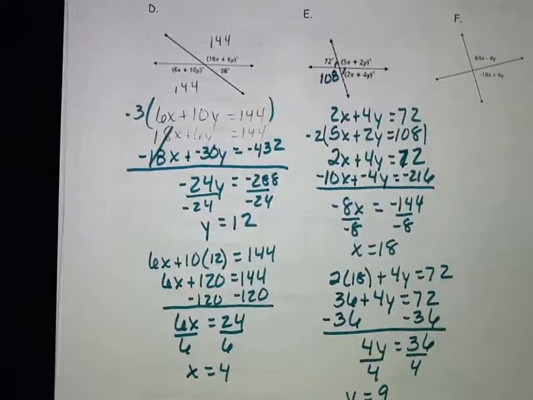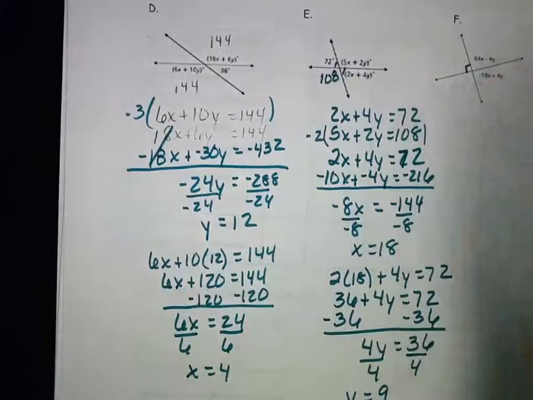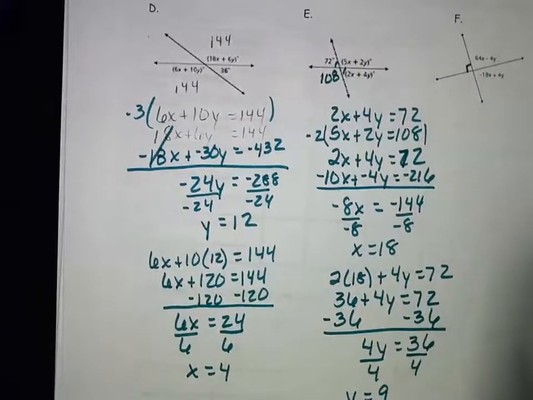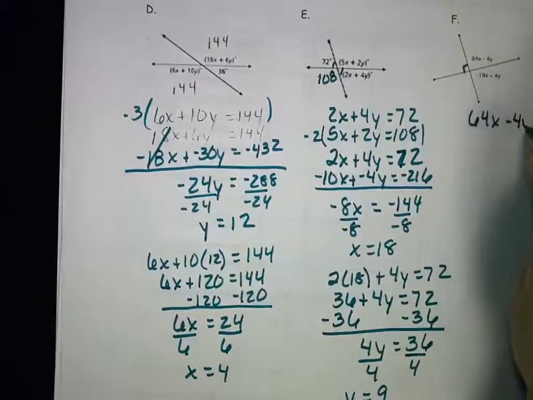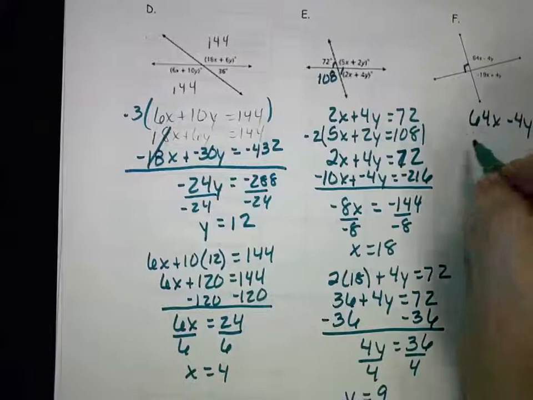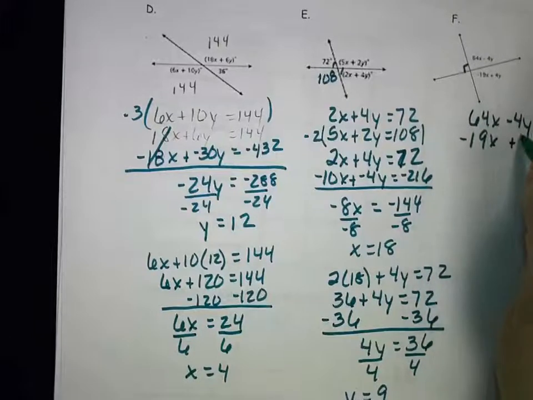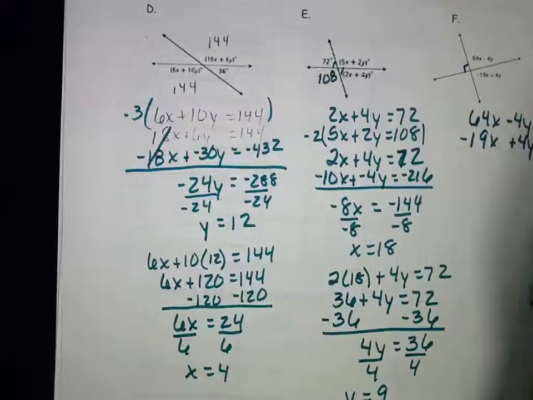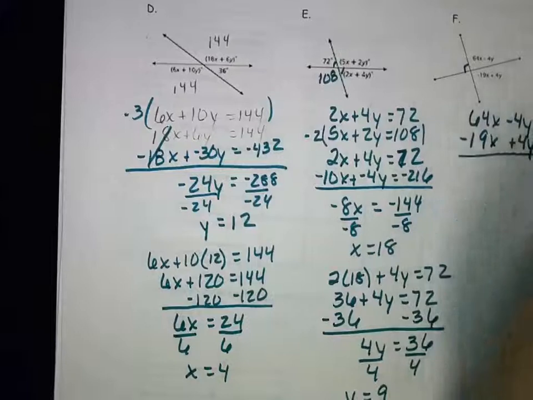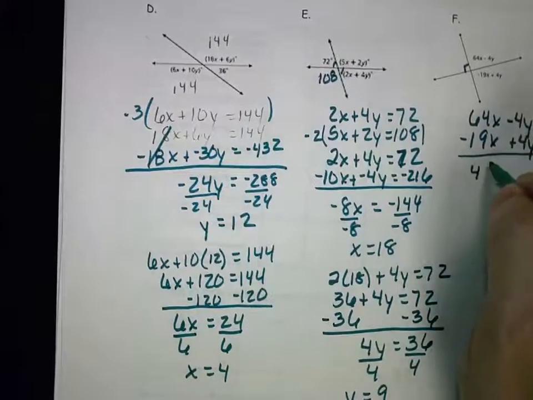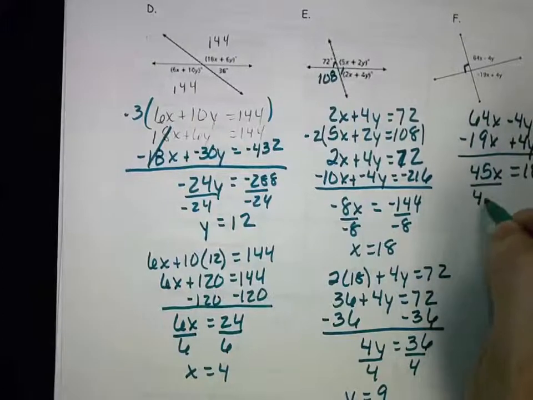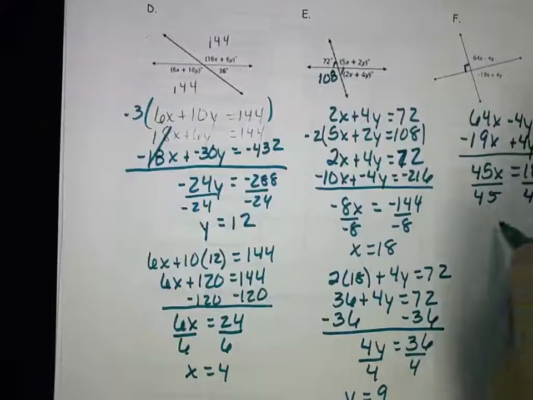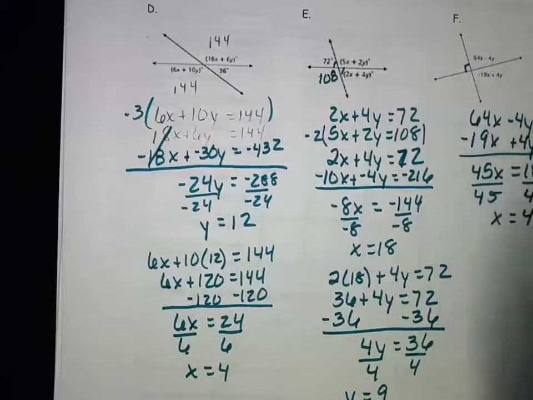And letter F, I believe we're missing a fairly important piece of information there, and that is that that is a right angle. So that becomes 64x minus 4y equals 90, and -19x plus 4y equals 90. 64x minus 19x is 45x equals 180. And when you divide both sides by 45, x equals 4.